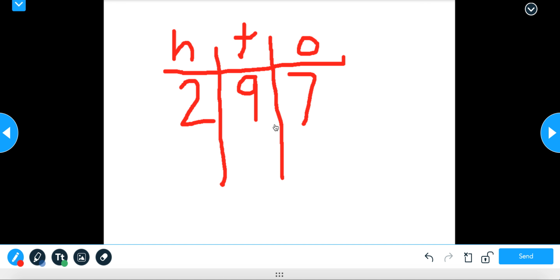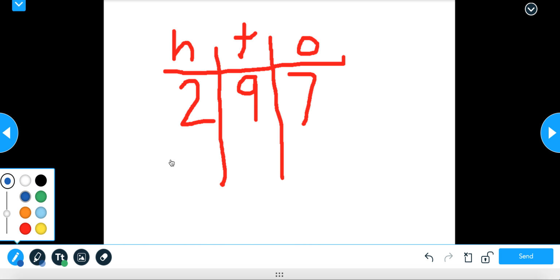I go to add a 10 in my head, and I realize the 9 plus 1 equals 10, and I can't have two digits in the same column. What do? I regroup. Let's show that with our hundreds, tens, and ones.